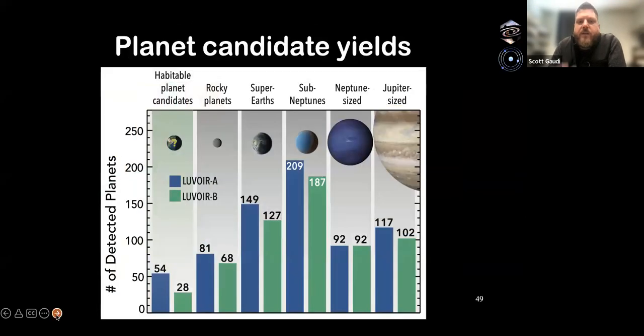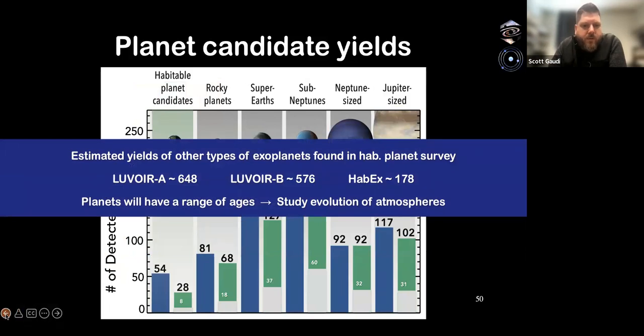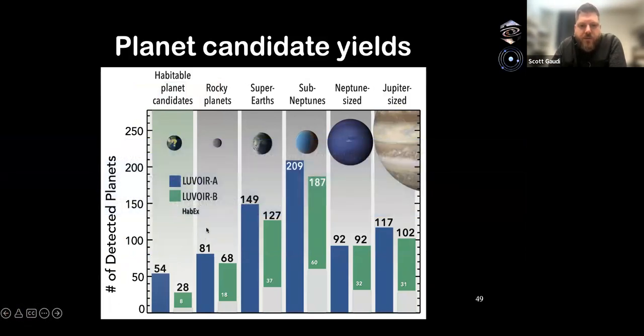And in terms of yield, obviously LUVOIR A and B are going to be a lot more than Habex. So these are the yields for LUVOIR A and B in blue and green, and Habex here in gray. The exciting thing about these missions is, we're not just going to get potentially habitable planets located in the habitable zone that are roughly the size of the Earth. We're going to get planets with a wide range of masses and radii and orbits that we can characterize and do comparative exoplanetology, which is super exciting.